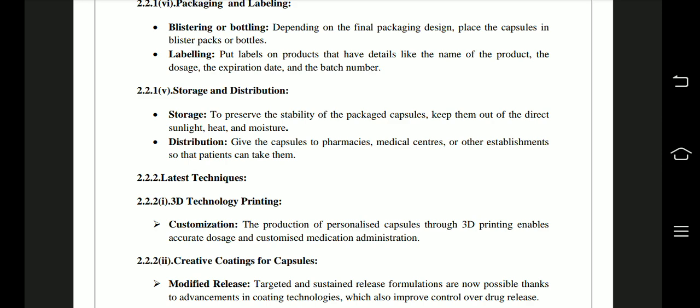Seventh step is storage and distribution. In storage, to preserve the stability of the packed capsules, keep them out of direct sunlight, heat, and moisture. In distribution, give the capsules to pharmacies, medical centers, or other establishments so that the patient can take them.